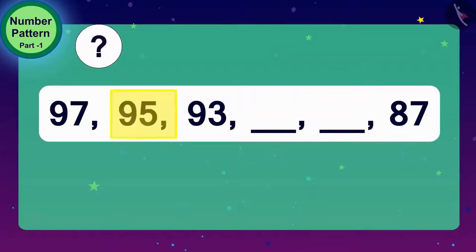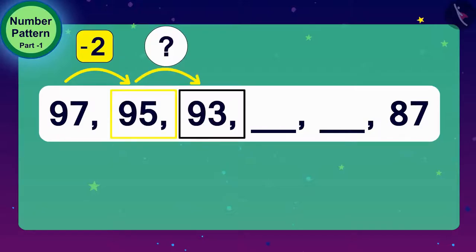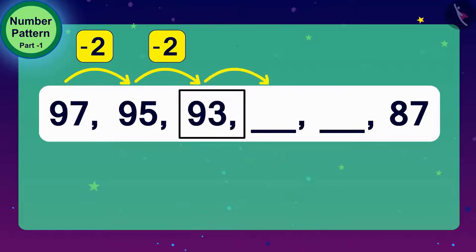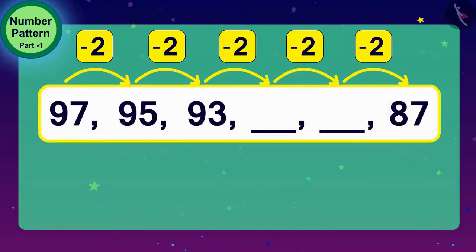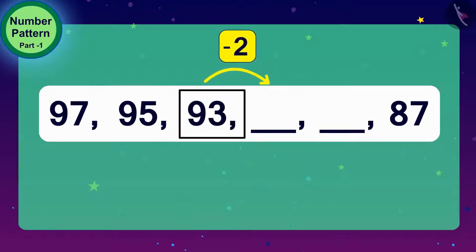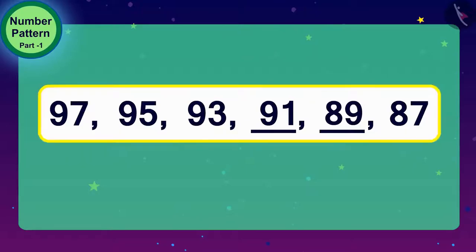What do we have to do to get the 95 from 97 here? Yes, we have to subtract 2 from 97. And what to do to get 93 from 95? Exactly. Once again, subtract 2. So, to get the next number in this number pattern, we need to subtract 2 from the number before it. Here is the rule of this number pattern. The next number in this number pattern will be 2 less than 93. And what will be its next number? 2 less than 91. In this way, our pattern is completed.